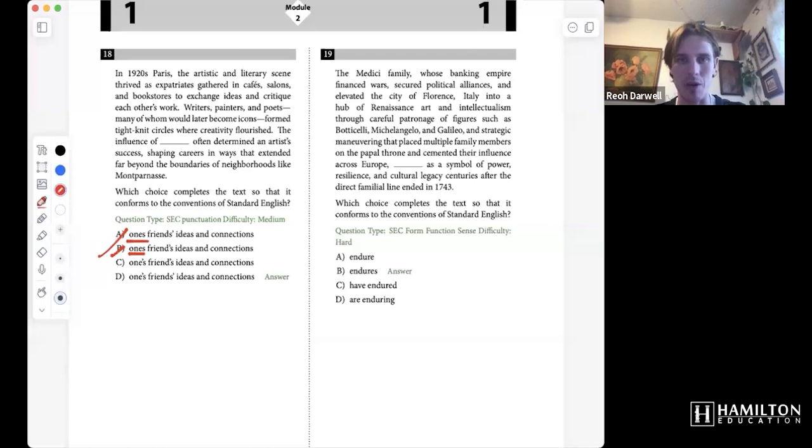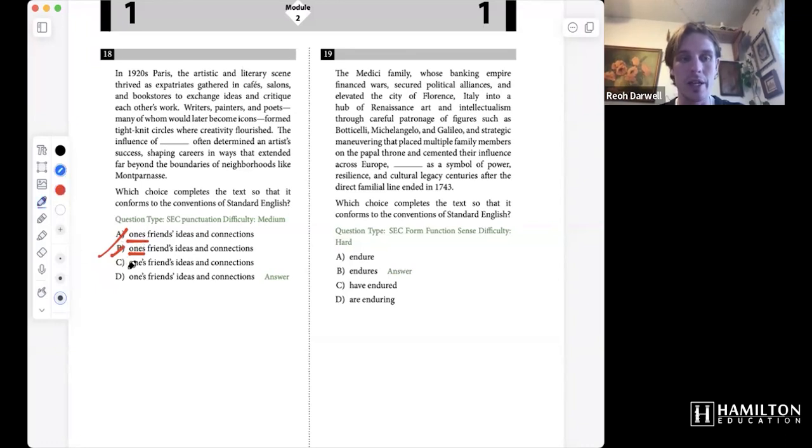But the only time I could see that working is you're talking about having like multiple George Washington dollar bills, and you're like, I got a lot of ones in my pocket, or I've got a lot of ones in a card game, something like that. But here, one is referring to oneself, right? One person's friends or whatever. Okay, so ones without the apostrophe doesn't work.